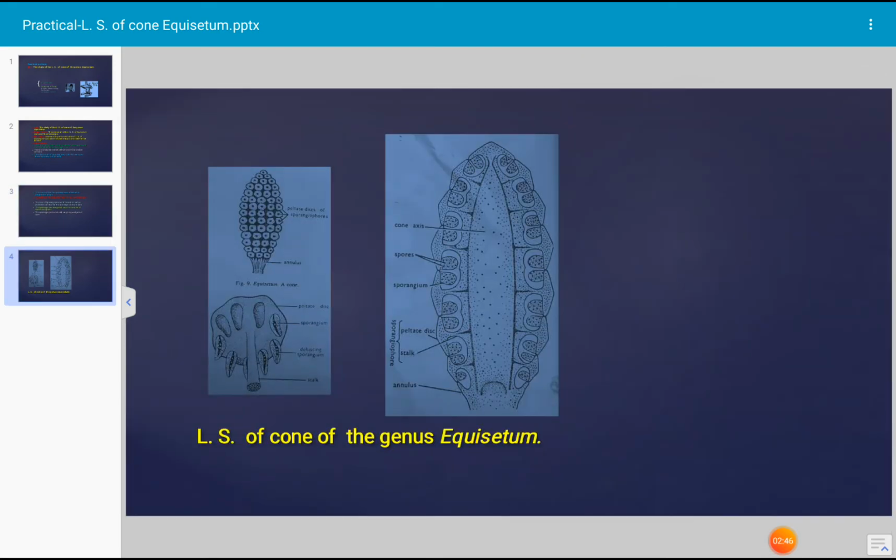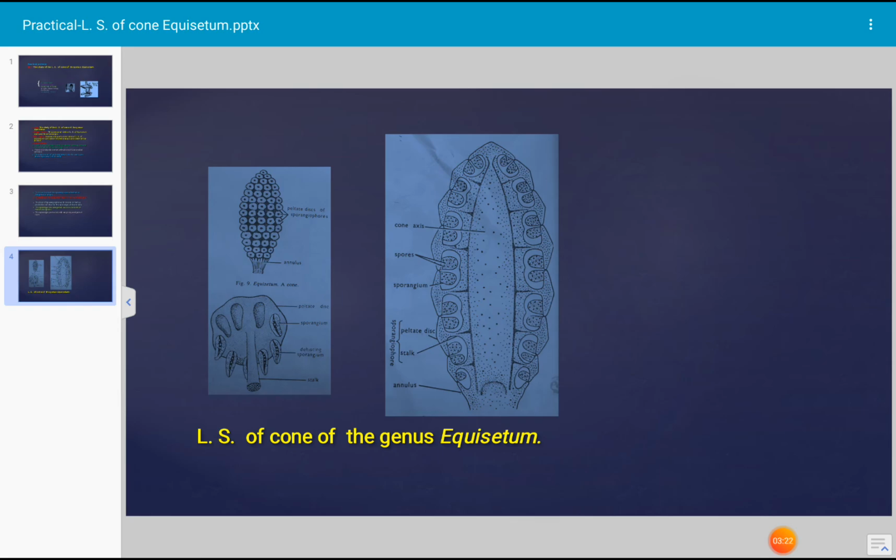This is the longitudinal section of the genus Equisetum. See to the right side, the cone axis at the center, and sporangia that consist of spores. The sporangiophores are shown here. It has a stalk-like structure, and at the upper part a peltate disc-like structure is shown.